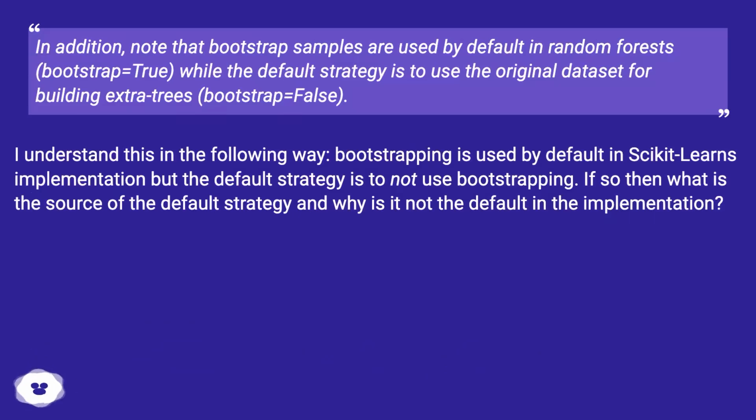"In addition, note that bootstrap samples are used by default in random forests, bootstrap=True, while the default strategy is to use the original dataset for building extra trees, bootstrap=False." I understand this in the following way: bootstrapping is used by default in scikit-learn's implementation, but the default strategy is to not use bootstrapping. If so, then what is the source of the default strategy, and why is it not the default in the implementation?